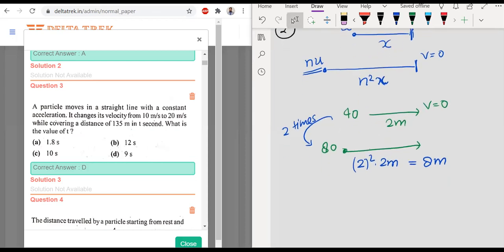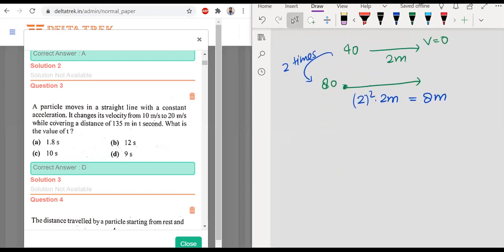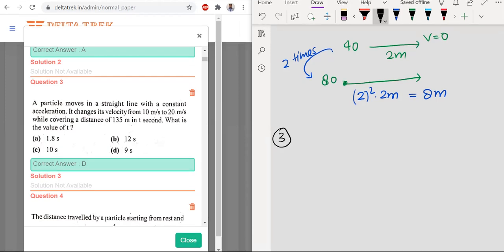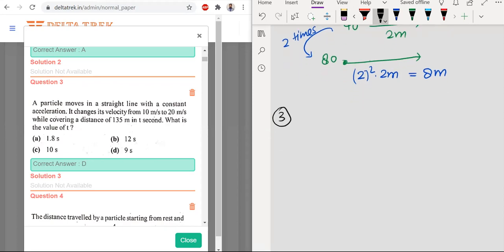Okay, question number 3 then. Let's read question number 3. A particle moving in a straight line with constant acceleration changes its speed from 10 to 20. That means the initial speed is 10 and the final speed changed to 20, while covering a distance S, which is known, it is 135. Now what is the time taken? We need to find t.